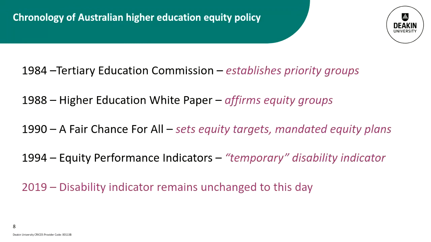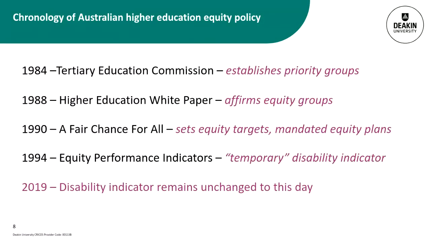So a bit of a history lesson in some respects when it comes to higher education equity policy, to understand some of the drivers of inclusion. If we take things back a little bit to 1984, the then Tertiary Education Commission was set the task of developing priority groups for equity in Australian higher education. And this is the first time that disability was mentioned as a priority group in Australian higher education.